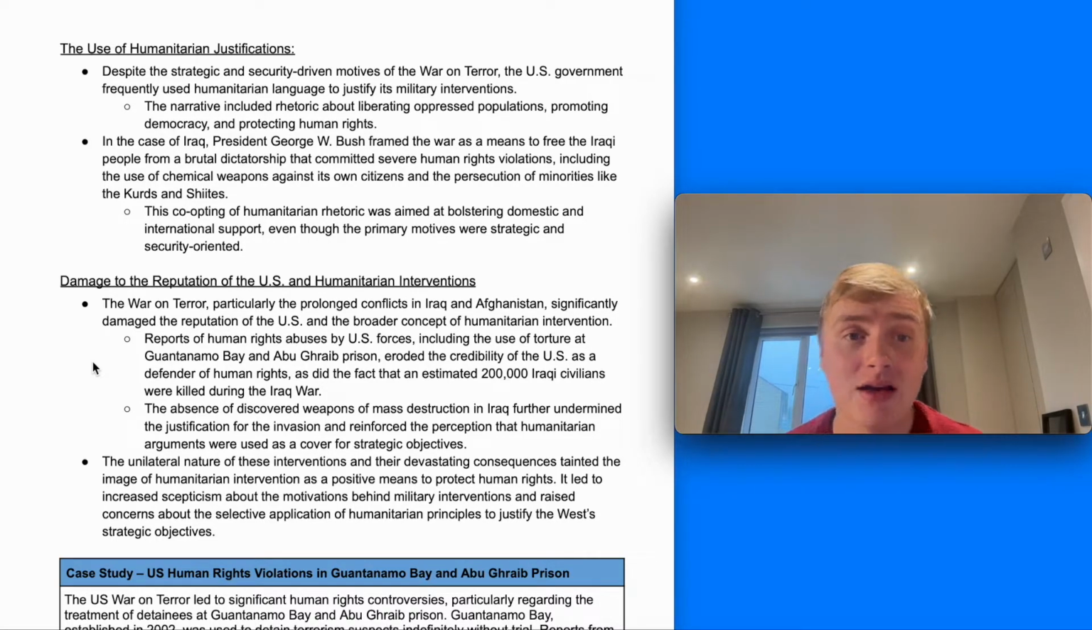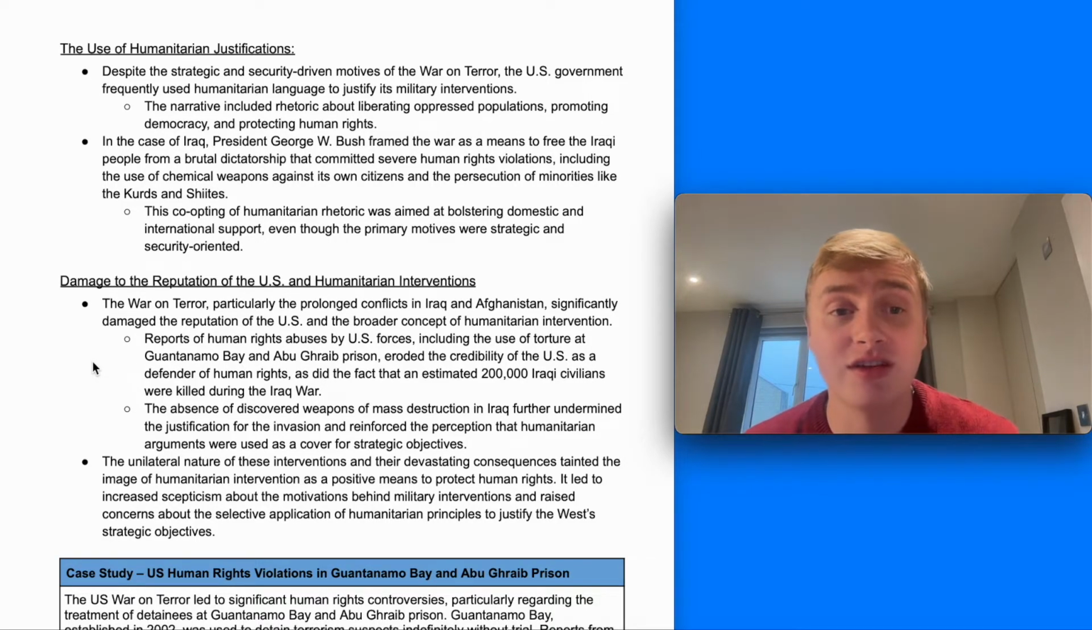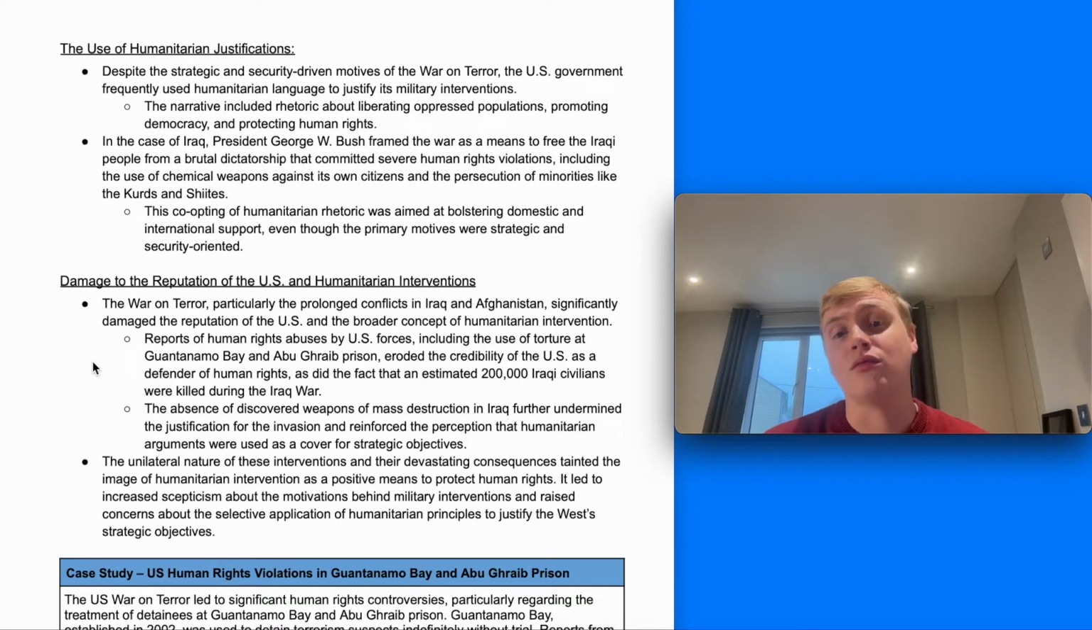In the case of Iraq, Bush framed the war as a means to free the Iraqi people from a brutal dictatorship that committed severe human rights violations, which it definitely had, including the use of chemical weapons against its own citizens and the persecution of the Kurds and Shiites. However, this co-opting of humanitarian rhetoric was used to try and bolster domestic and international support, even though the primary motives weren't humanitarian. They were largely strategic and security oriented.